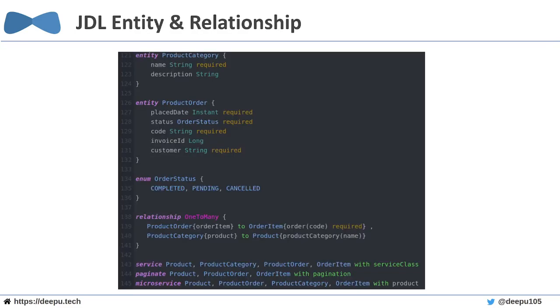Entity definitions are straightforward as well and can be defined in the same JDL file. Here are some of the entities in this demo. They're quite JPA-like, if you're familiar with JPA Hibernate. You can define enums, entities, relationships, and additional entity related options like pagination, service type, and so on.